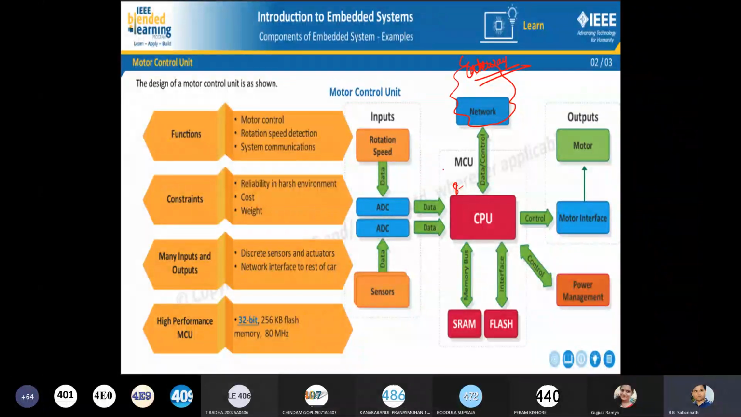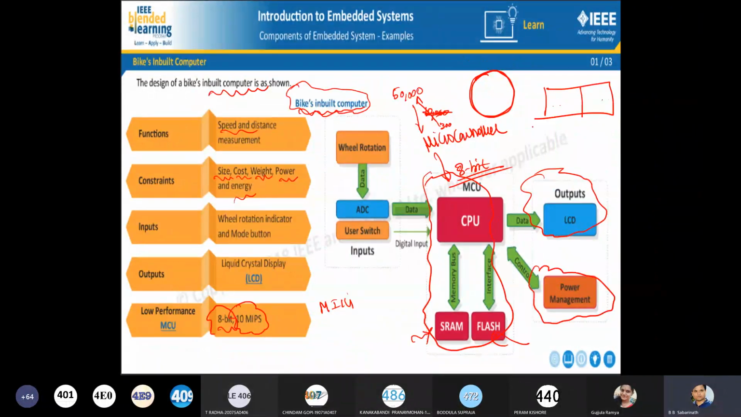See here, previously the system had no need to communicate with any network. It's not an IoT device, right? It is just sensing some data and displaying it on the LCD. It is estimating the speed of a bike and how many kilometers you have traveled, and showing that on the LCD. It is not connecting to any network. For that, 8-bit is sufficient, right or not?